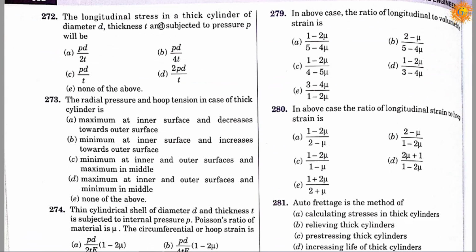The longitudinal stress in a thick cylinder of diameter D, thickness T, and subjected to pressure P will be: option A, PD upon 2T; option B, PD upon 4T; option C, PD upon T; option D, 2PD upon T; and option E is none of the above. Correct answer is E, none of the above. Question number 273.